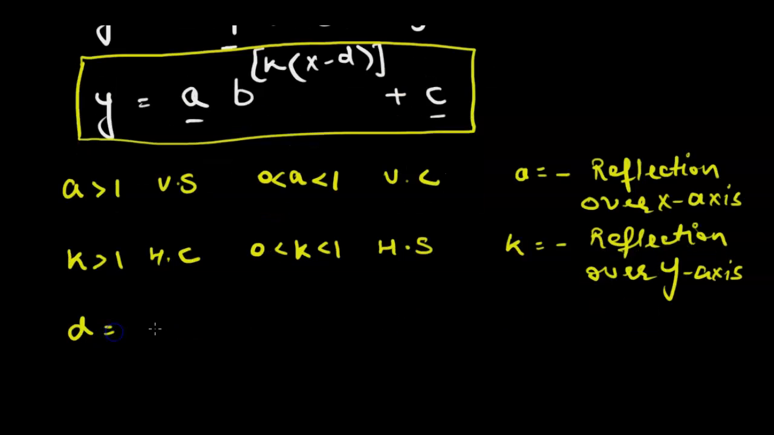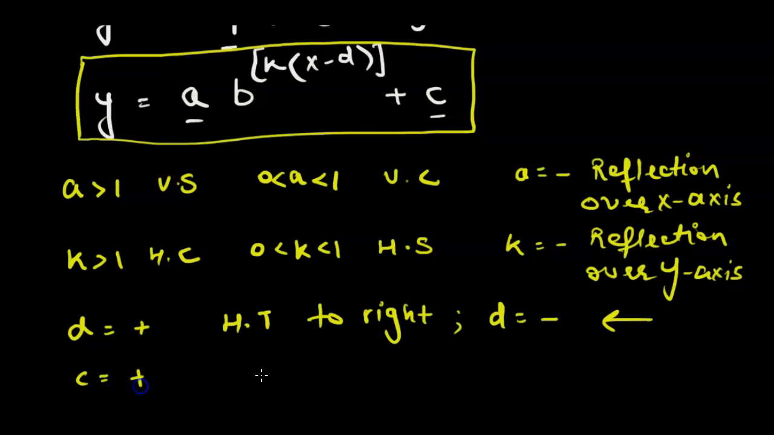If d is a positive value, or any positive number, that means it's a horizontal translation to the right. And if d is negative, it's a horizontal translation to the left. Similarly, if c is positive, it's a vertical translation up. And if c is negative, it's a vertical translation down. This is how we write down the parameters.